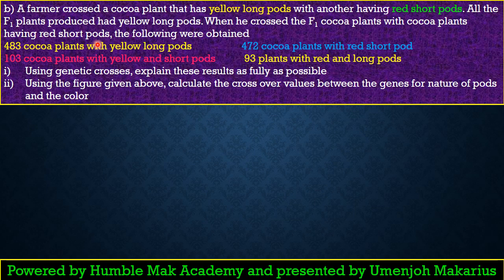Okay. Now, guys, let's start with the very first part. The first part is simply saying that if a farmer crosses a cocoa plant that has yellow long pods with another having red short pods, all the F1 plants produced had yellow long pods. So, since all the F1 plants produced had yellow long pods, it means that the gene for yellow long pods is dominant over the gene for red short pods. As such, we can go ahead to make our statement.